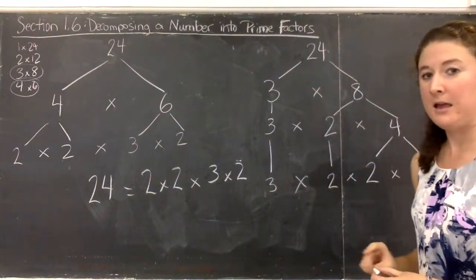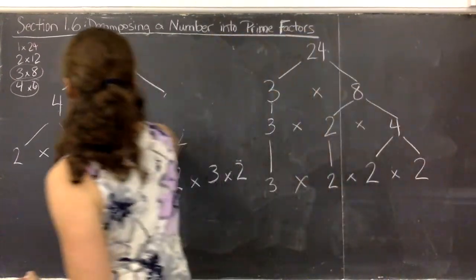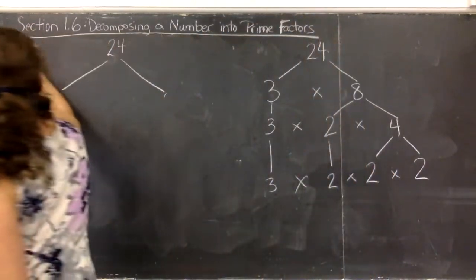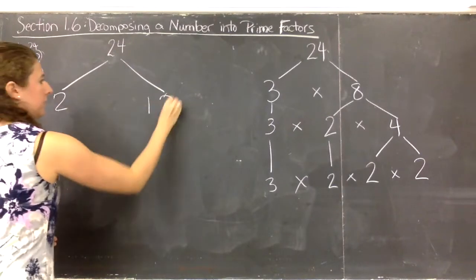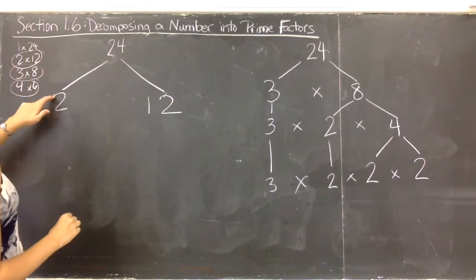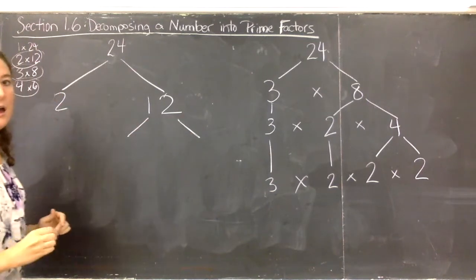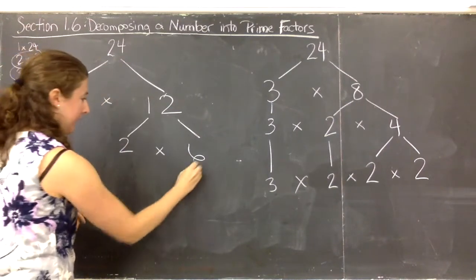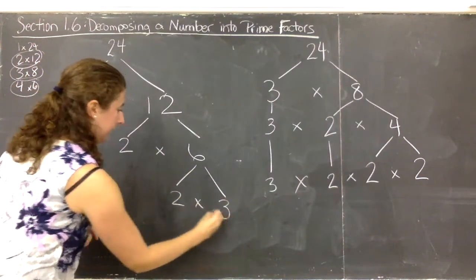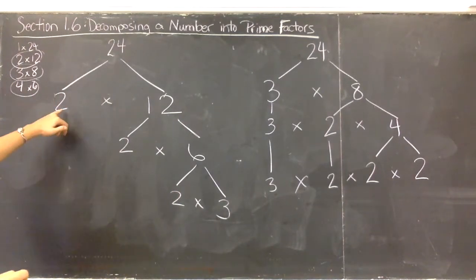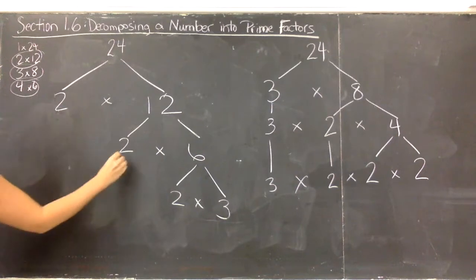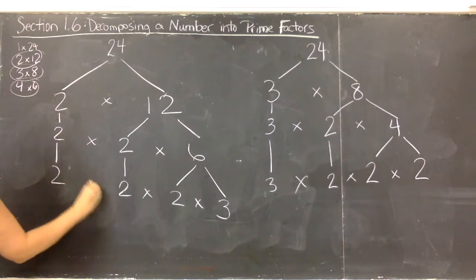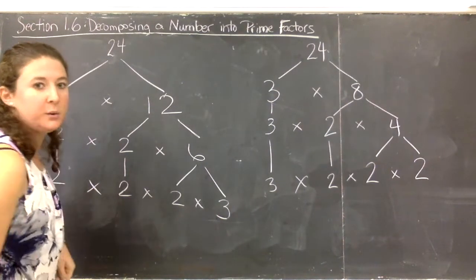So it works out. If I wanted to do it another way, maybe the one that comes to mind is 2 times 12. Let's try it. 2 times 12. 2 is a prime factor, so I don't need to break it down. 12, I can break this down to 2 times 6. 6, I can break it down: 2 times 3. So again, I have 2, 2, 2, and 3. I'll bring this one down to my middle row here, and then to my final row here. So again, I have my three 2s and a 3.